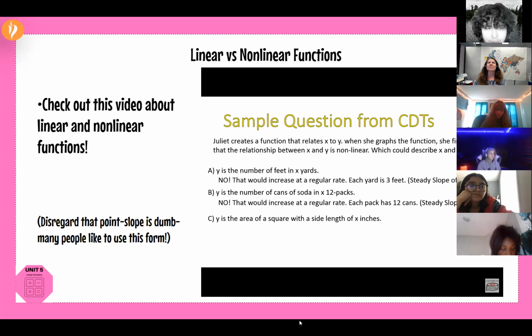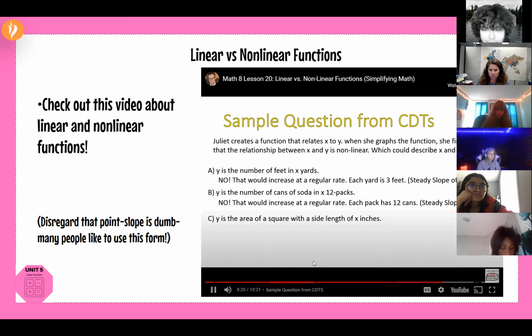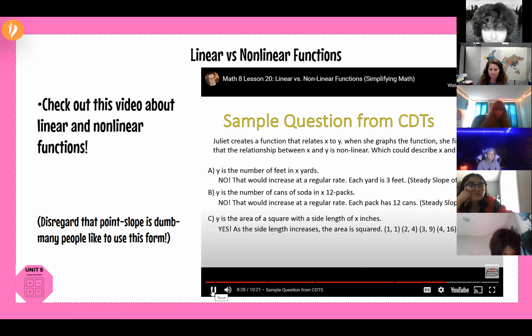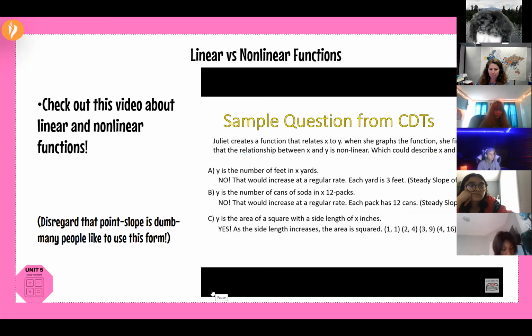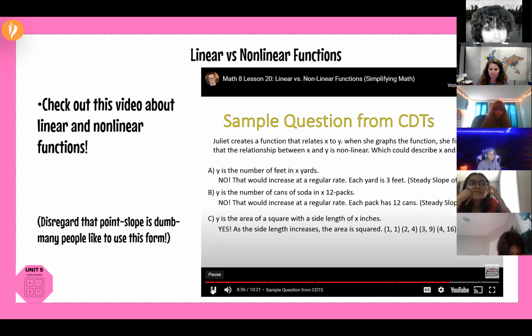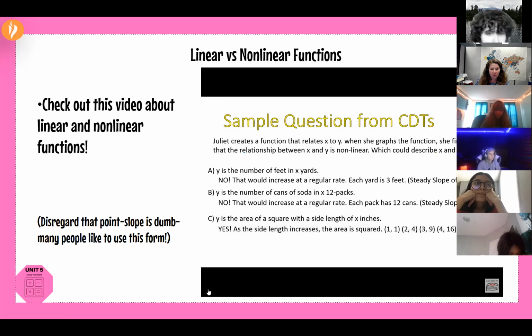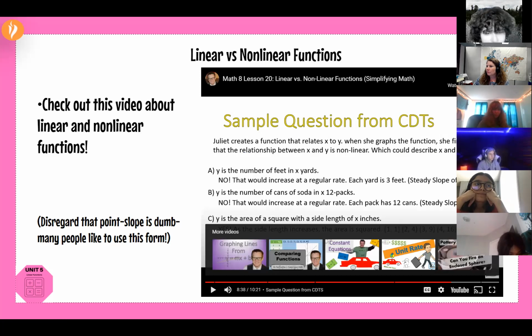How about this one? Y is the area of a square with a side length of x inches. This is our nonlinear equation right here. As the side length increases, the area is squared. So I just put some points up there. The side length starts at 1, the area would be 1. The side length is 2, the area would be 4. The side length is 3, the area would be 9. All right, so overall he made his point. It's got a little bit more to it, but that's the parts that I wanted you guys to hear.